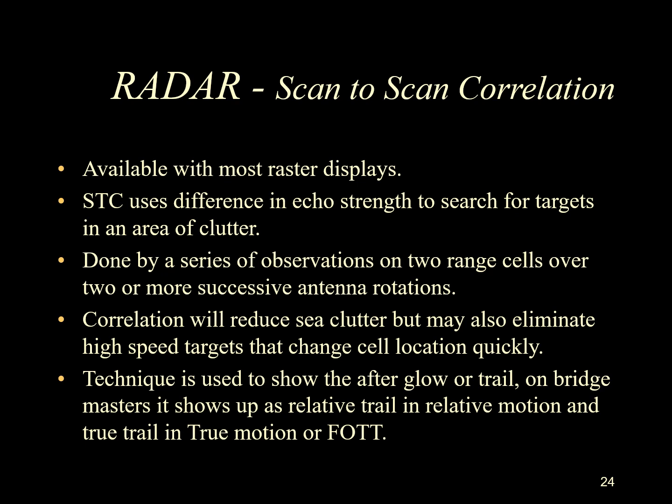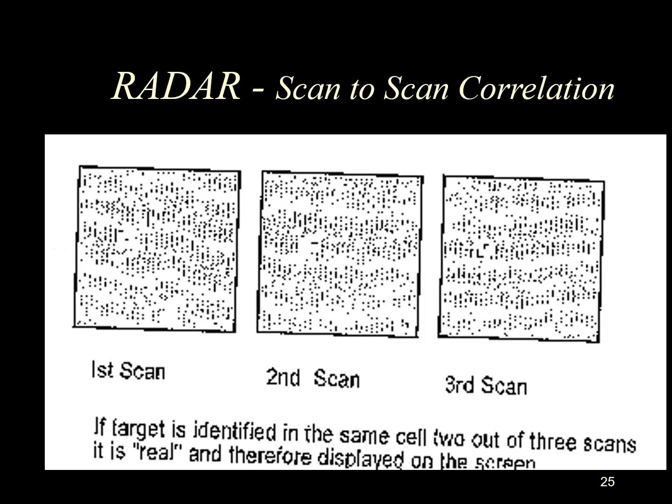Now I'll talk about the scan-to-scan correlation. This is available with most raster scan displays. The STC control uses difference in echo strength to search for targets in an area of clutter. An observer can identify a target by the irregularity of its response compared to the random sea clutter returns. Scan-to-scan correlation does this task automatically by comparing the contents of two range cells over two or more successive antenna rotations. The probability that a wave will occupy the same range cell for two successive rotations is less than that of a target. By using 3 scans, the probability is increased again.